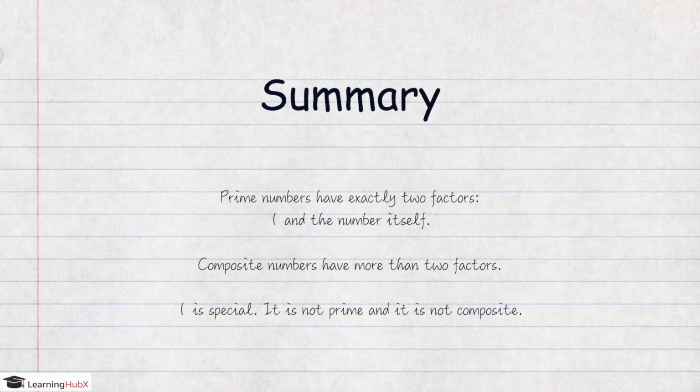To summarize, prime numbers have exactly two factors, 1 and the number itself. Composite numbers have more than two factors. And remember the very important rule. The number 1 is special. It is not prime and it is not composite because it only has one factor.